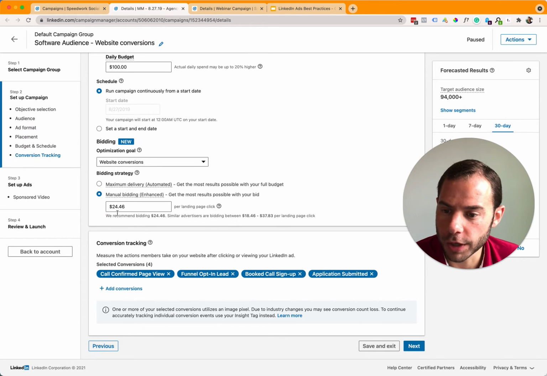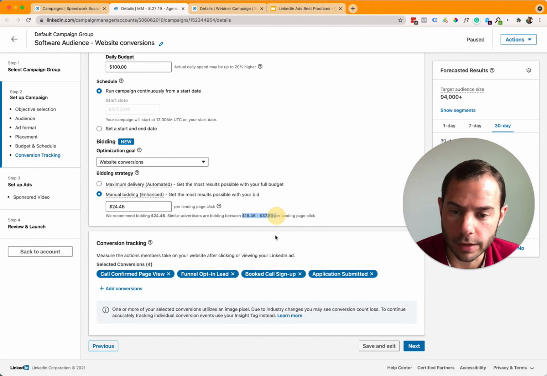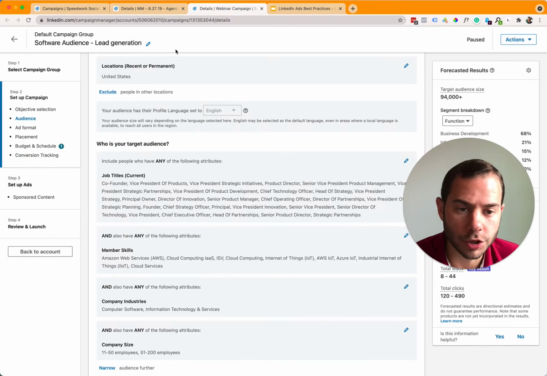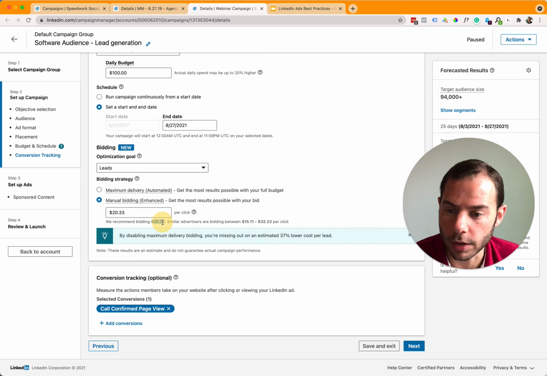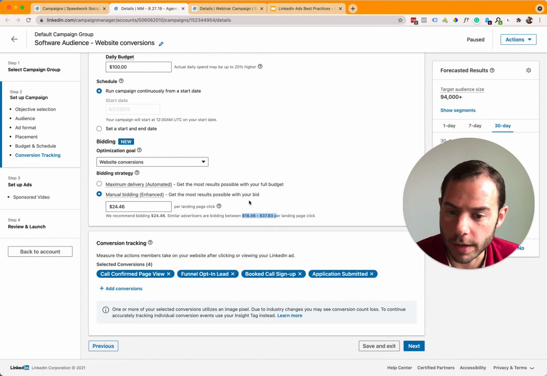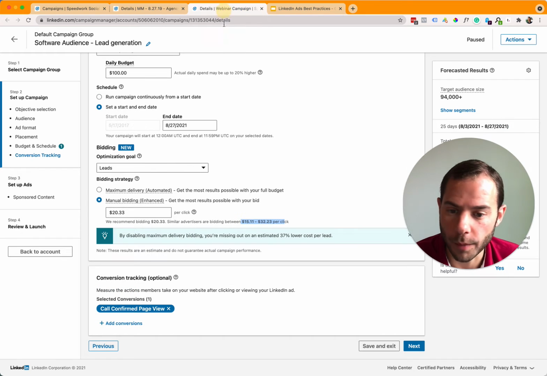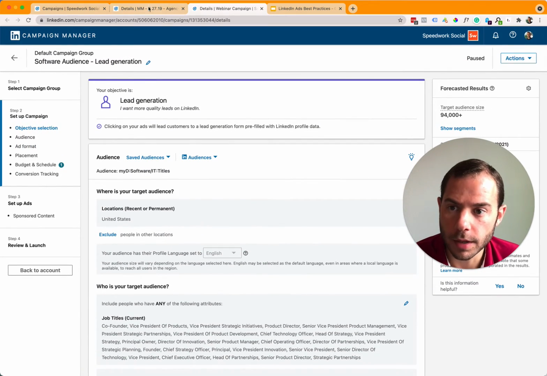For a website conversions campaign here, you can see that the average bid is $24.46, and the range is from 18 to 37. But over here, when I go to lead generation using the same audience, if I scroll down here, the average bid is 20, and the range is 15 to 32. So that's about a 20 to 25% difference, which is pretty significant when you think about it. So if you're comparing campaign types, consider using lead forms because they're going to keep people on the platform.